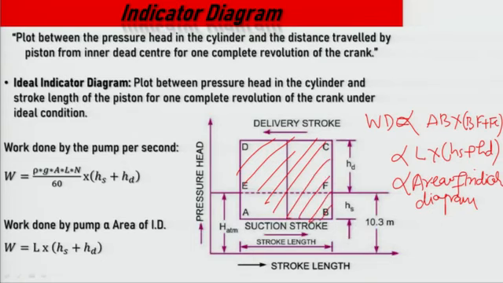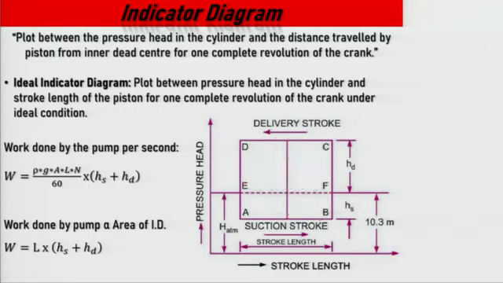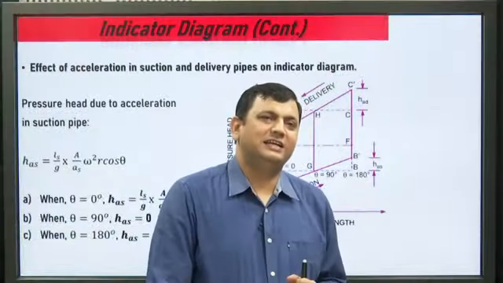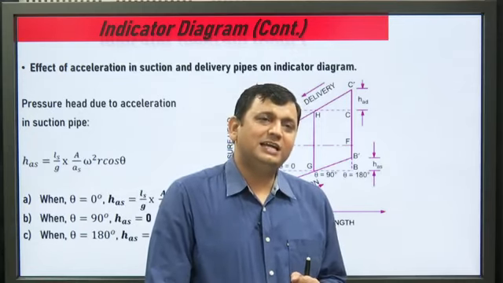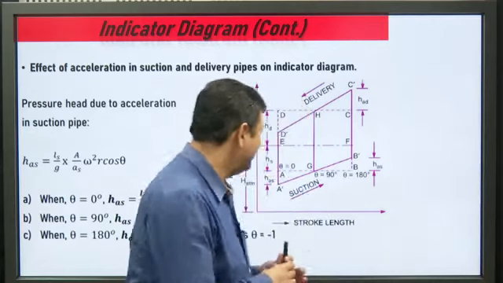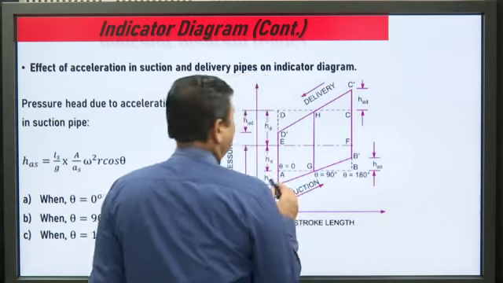It is very simple. If you want to calculate the work done by a reciprocating pump, just draw the indicator diagram, and the area of the indicator diagram becomes the work done. Then, if you know this is the ideal, what is the real diagram? In the real diagram, we discuss the effect of acceleration, because the ideal is simple.